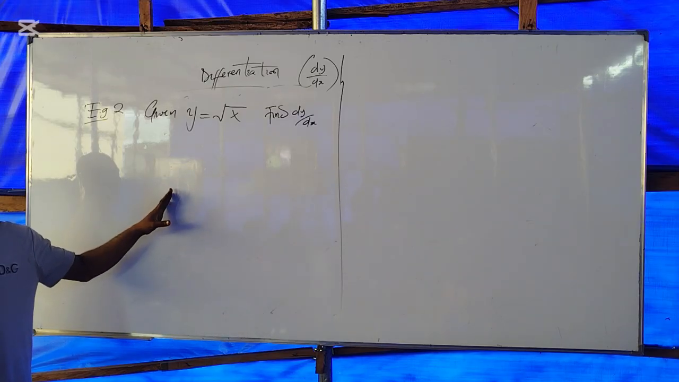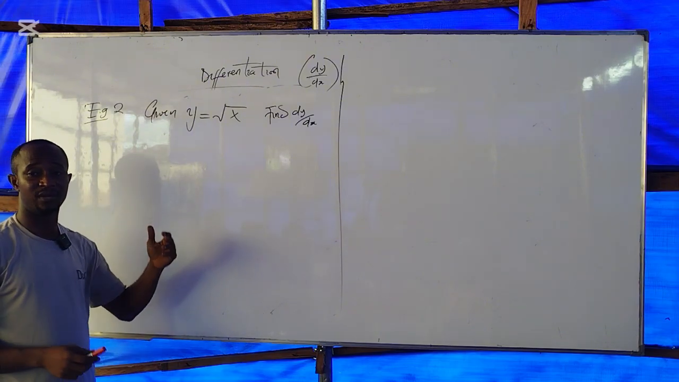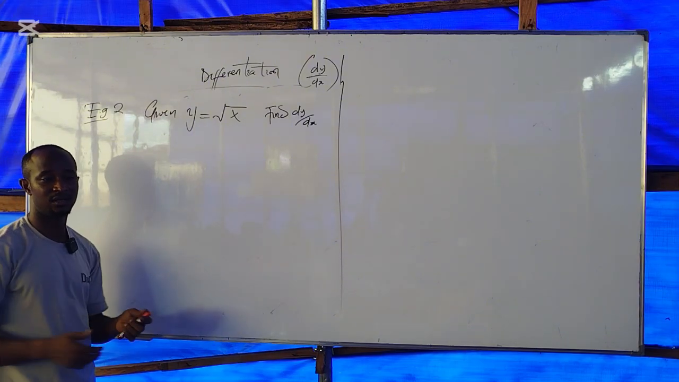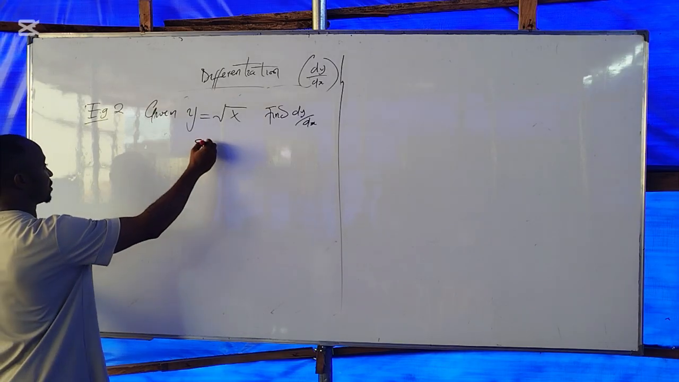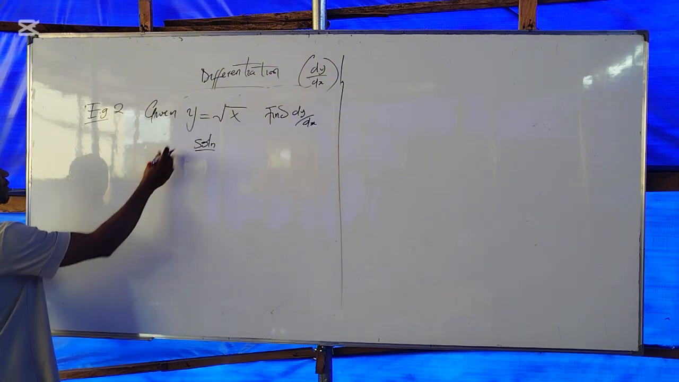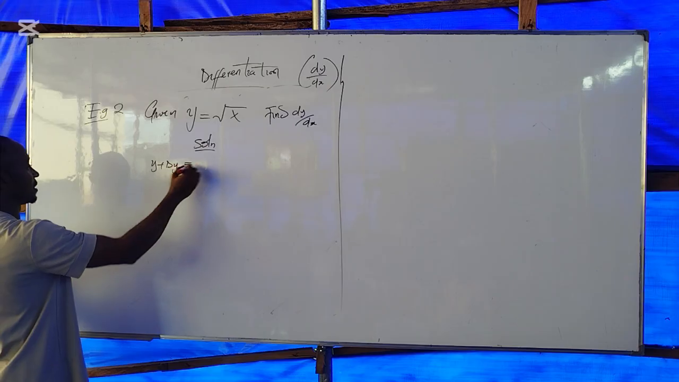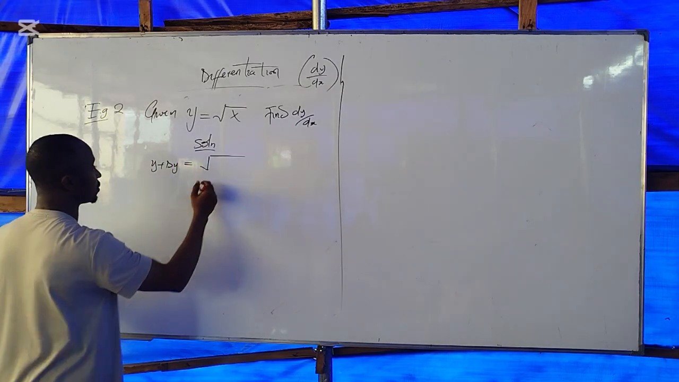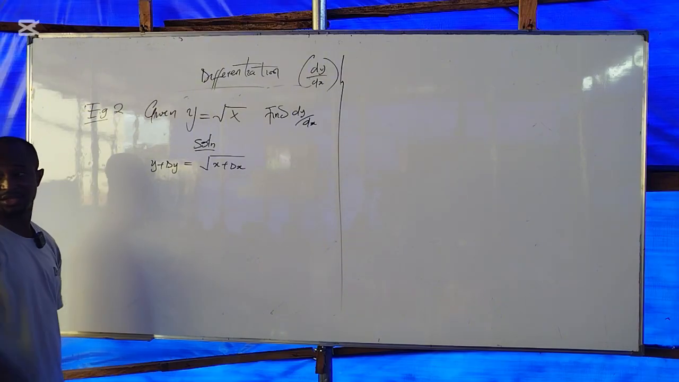Are you following? We have 2 conditions, right? What is the first condition? Increment in x and y. Second is what? Your limits. So solution, since you already know the condition, what's our increment in y? y plus delta y equals to what? Square root of x plus delta x. Are you getting the gist here?